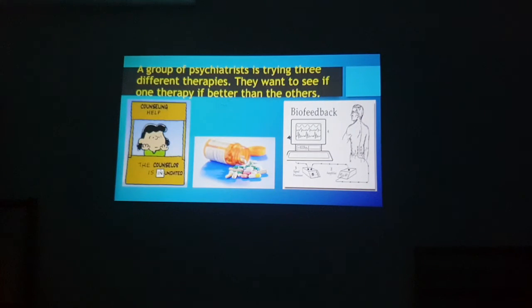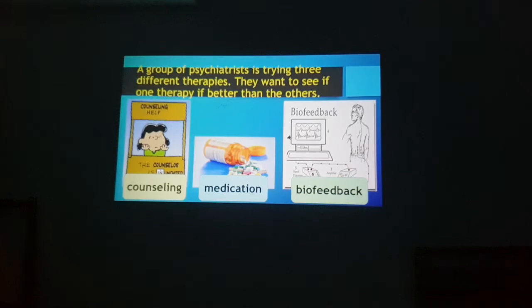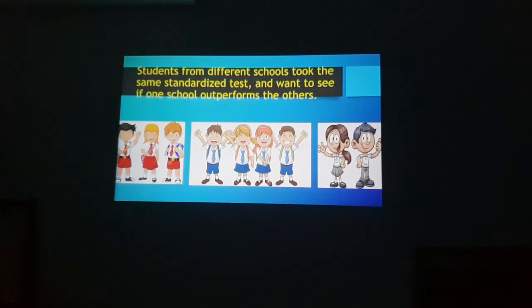What else? A group of psychiatrists is trying 3 different therapies. They want to see if one therapy is better than the others. Which is better? Counseling, medication, biofeedback. Another example: students from different schools took the same standardized test and want to see if one school outperforms the others.